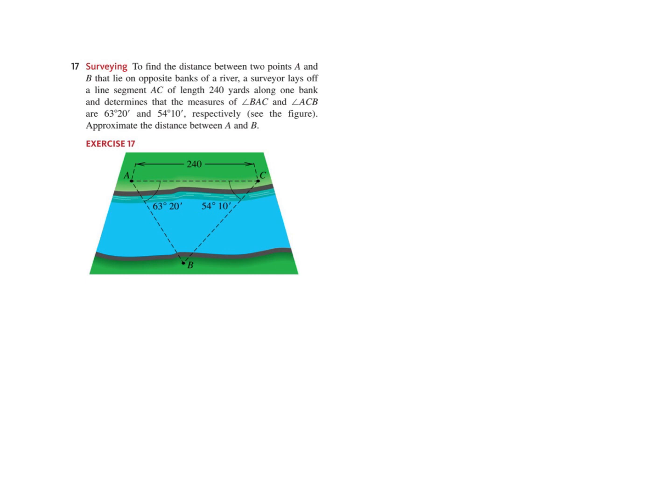All right. Now we go straight to number 17. To find the distance between points A and B that lie on opposite banks of a river, a surveyor lays off a line segment AC of length 240. So here we just have our picture drawn for us. We do need to make sure we're reading it so that there's nothing weird. What does it want? It wants the distance from A to B, which is little c there.